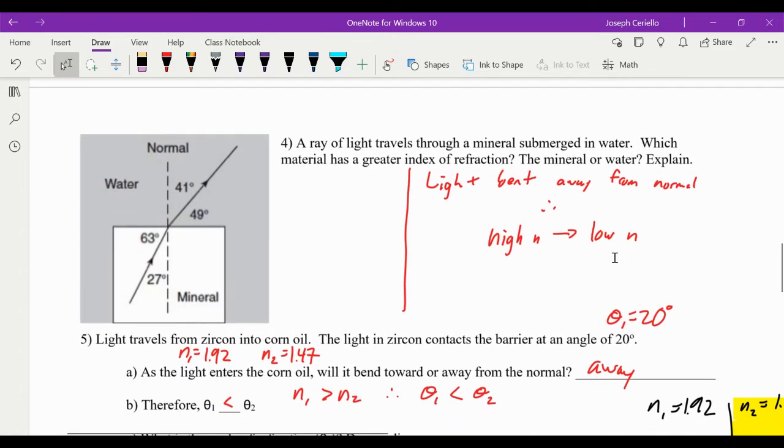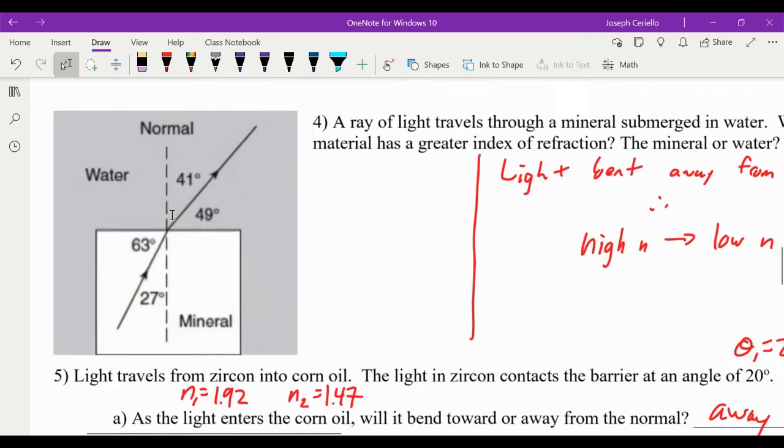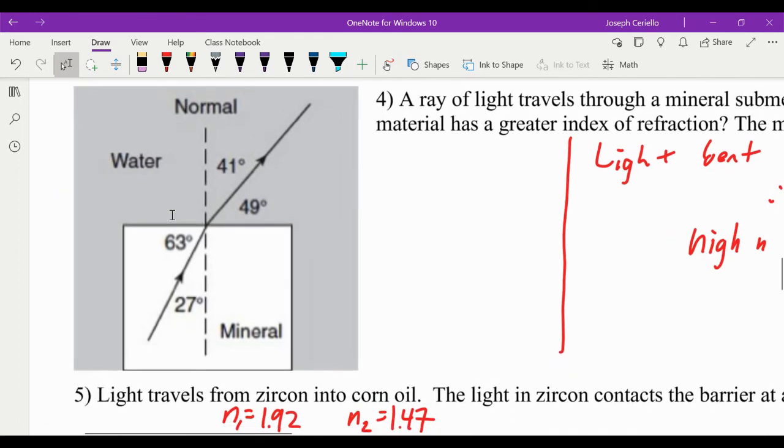Looking at number 4 here, it says, a ray of light travels through a mineral submerged in water. Which material has a greater index of refraction, the mineral or the water? Explain. So let's see what we have here. Theta 1 is given to us here. That is 27 degrees because it's always the angle with respect to the normal. Theta 2 is 41. So what we can establish is that theta 2 is greater than theta 1.